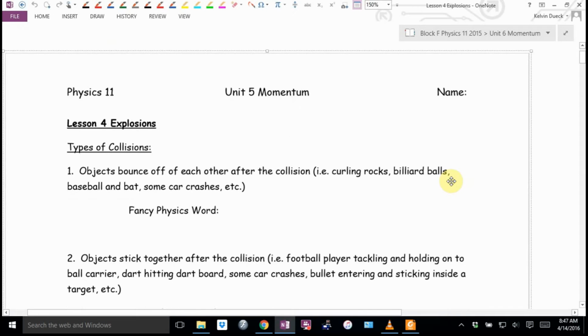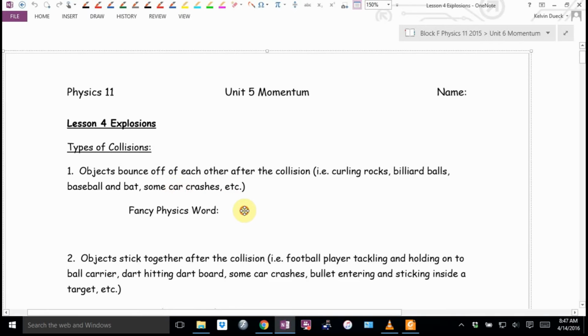Lesson 4, explosions. Actually, we're going to start off with some terminology. There are two main types of collisions. Objects bounce off of each other after the collision, curling being a good example. Billiard balls, pool. Baseball and bat, tennis racket and tennis ball, golf club and golf ball. Some car crashes, there are some where they don't bounce off of each other, but some car crashes. Hockey body checks, another good example.